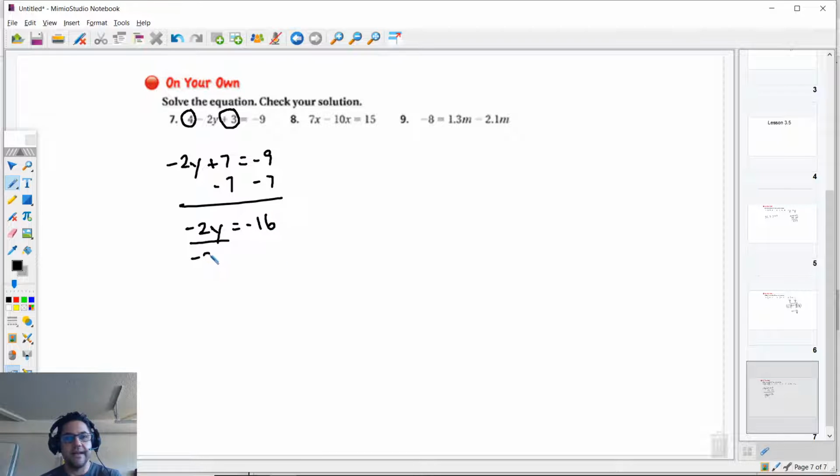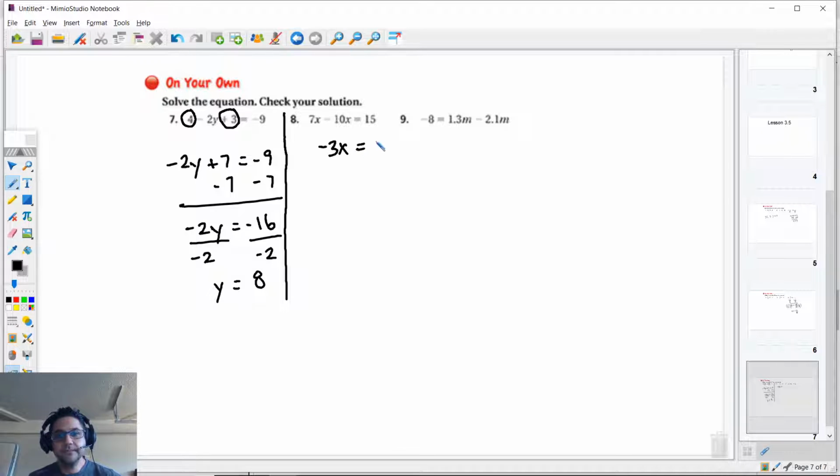Divide both sides by negative 2. So a negative divided by a negative is a positive. 16 divided by 2 is 8. Very nice, very nice. All right, on this one, let's see if I can squeeze it right there. A 7x subtracted 10x. So I think this one will be a two-step problem. That gives us a negative 3x. Divide by negative 3. Positive divided by negative is a negative, negative 5. All right, very good, very good.